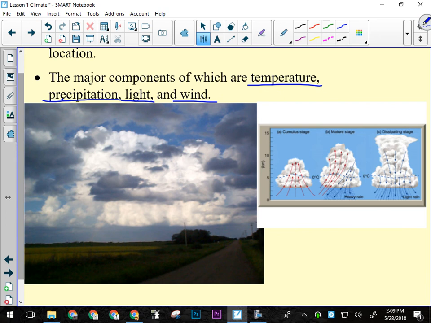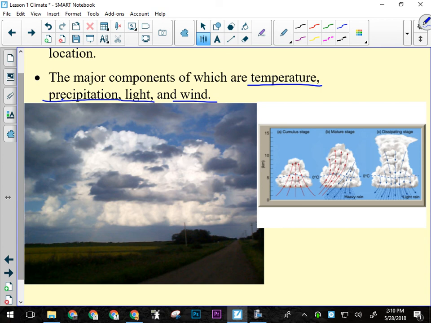So we can see in this picture here, this is taken on a nice summer day, kind of late July, early August. And what do we see building? Yeah, we see a thunderstorm building, right? We get these cumulonimbus clouds that are getting taller. Okay, that's the interaction of all of these things.